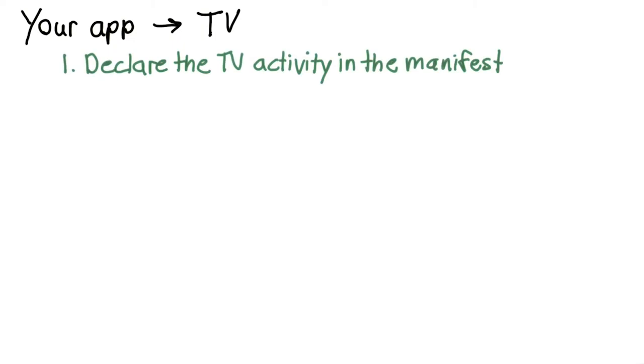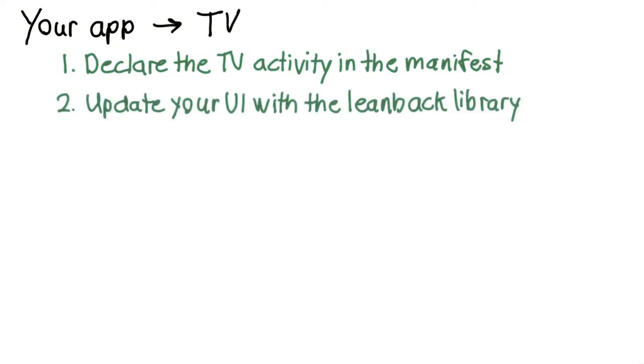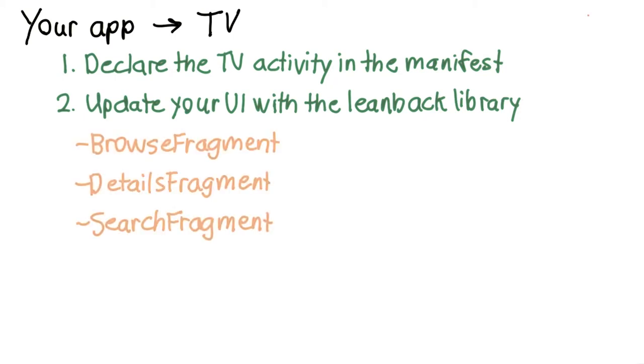Here are the differences. First, you've got to declare the activity that's intended to run on the TV. This is done in the manifest. Second, you'll want to update your UI to use the Leanback support library. It's not strictly required, and if you like making things hard on yourself, then don't use it. For the rest of us, interface widgets such as Browse Fragment, Details Fragment, and Search Fragment make building a great TV UI fast and easy.